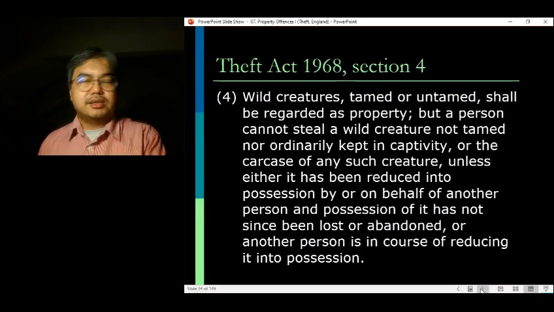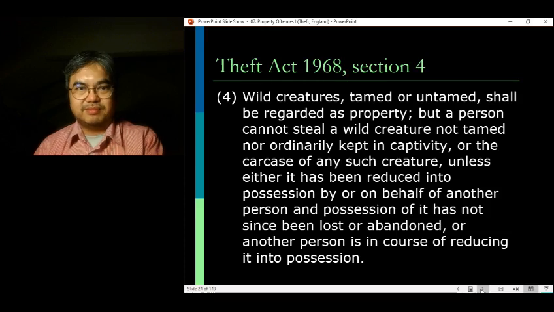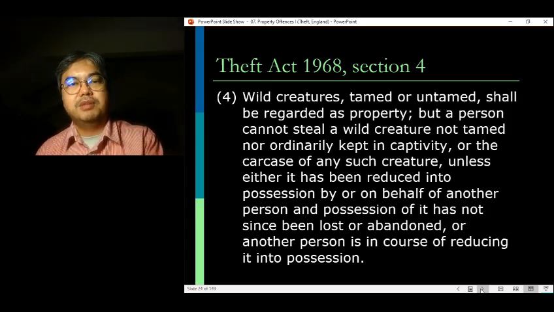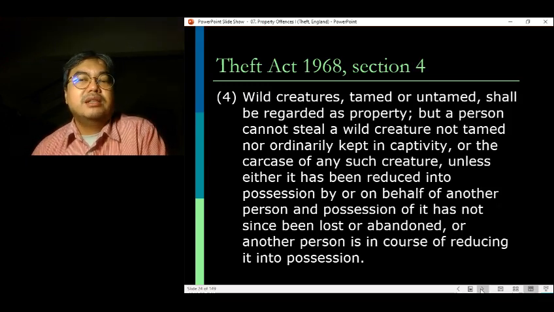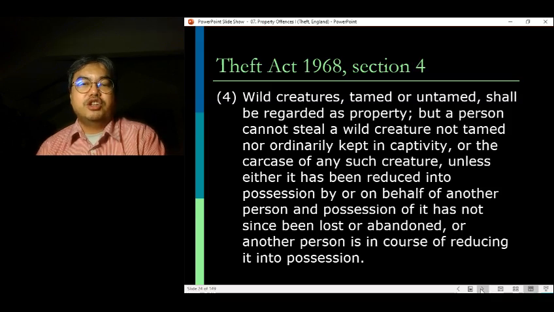Now, wild creatures, animals. It doesn't talk about animals kept as pets. Obviously, if somebody takes your pet dog or pet cat, that can be considered theft. Here it talks about wild creatures. Wild creatures shall be regarded as property, whether tame or untamed. But you cannot steal a wild creature that is not tamed and not ordinarily kept in captivity, or the carcass of such a creature.